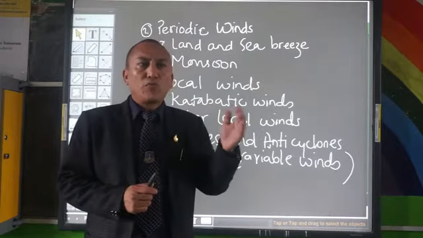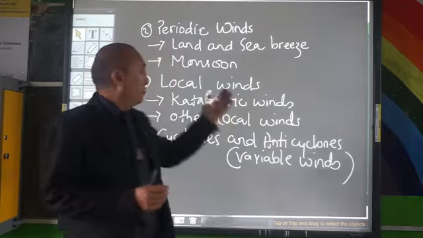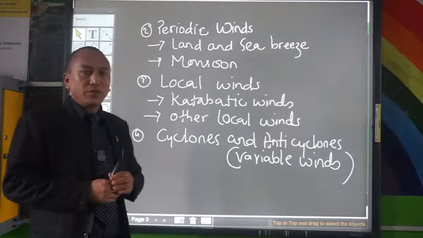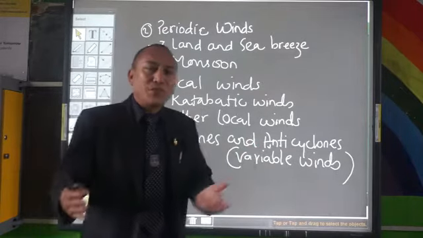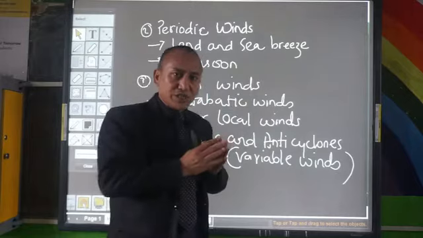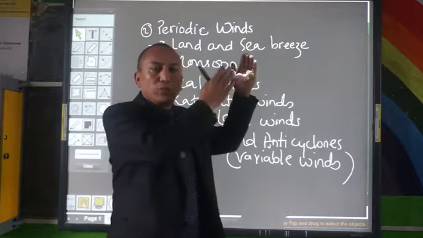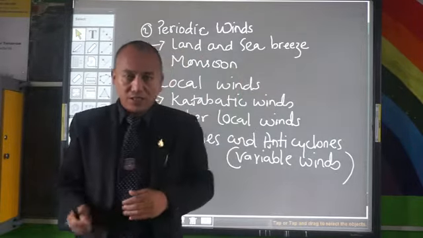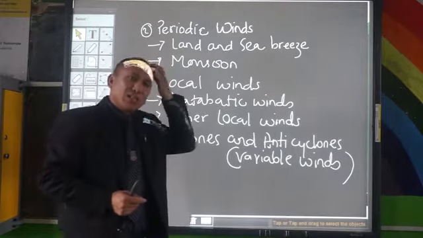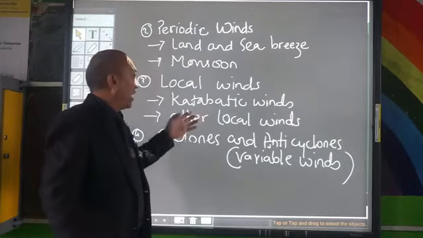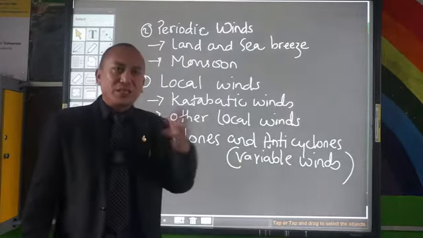Now these winds blow from the mountains to the valleys. See, during daytime, the winds blow from the valley to the mountains. Nighttime, the wind blows from the mountains to the valleys. They are called the katabatic winds. And the katabatic winds also, we have some examples.